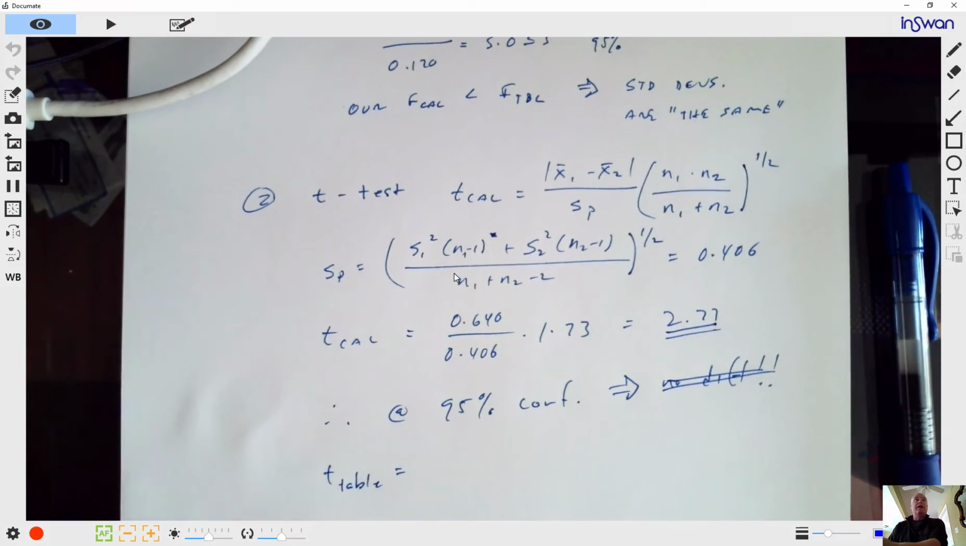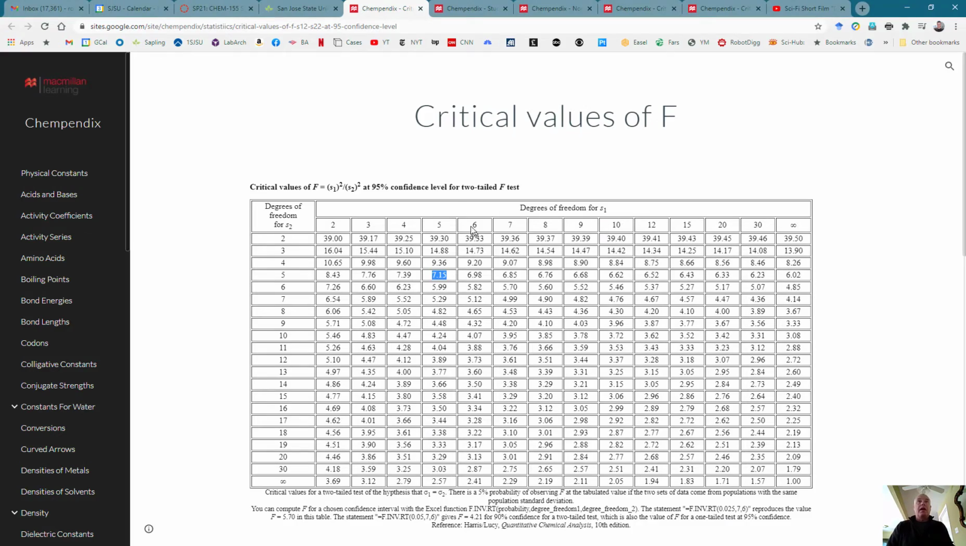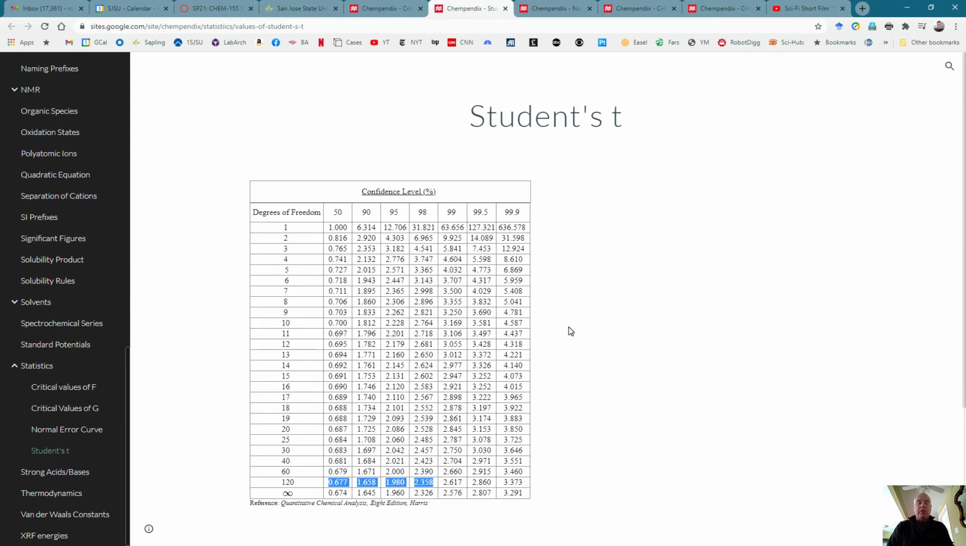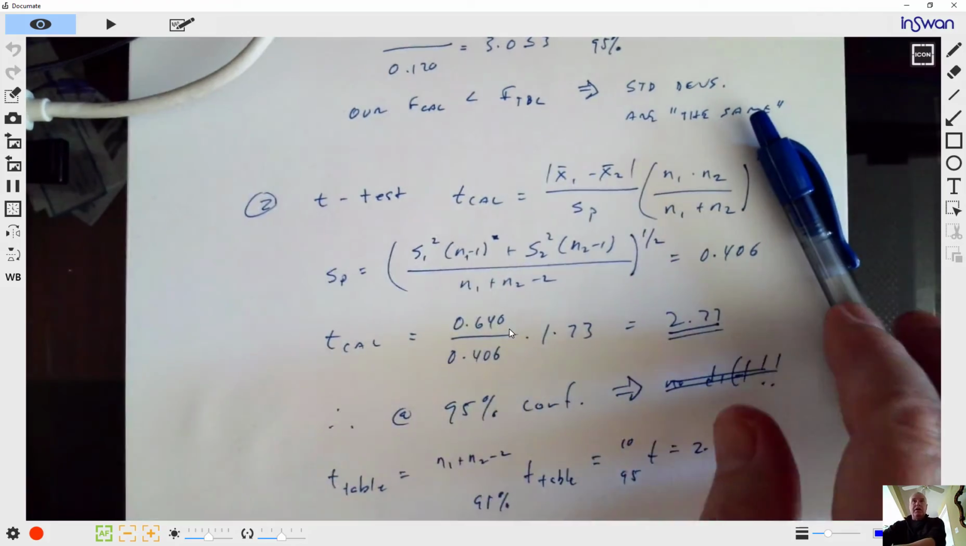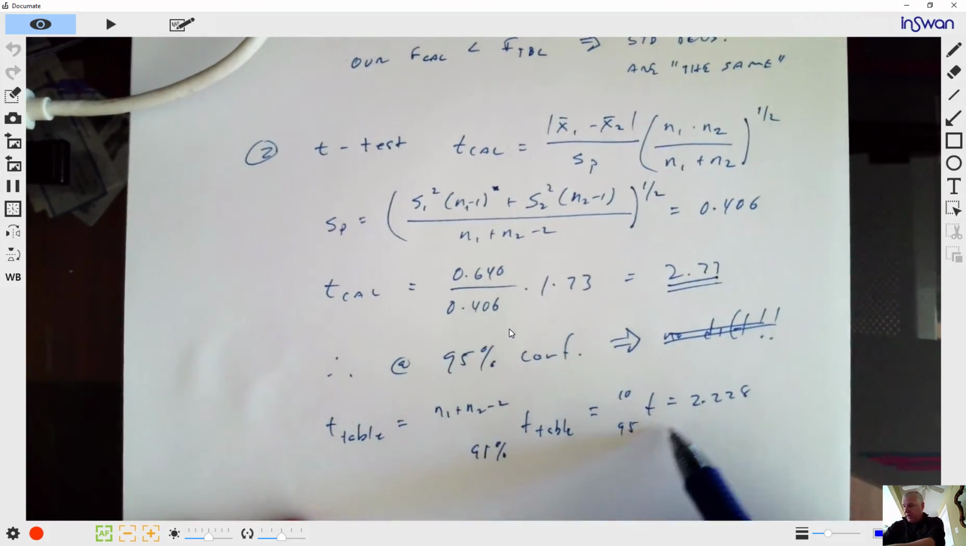Sorry. So the T table value here is, let's see, what's the T table value? And what we want to do is look at the T table values for 95% confidence and N1 plus N2 minus 2, which is 10 degrees of freedom. 95% confidence T, and that guy will equal 2.228. You can see it here, this guy here, 2.228. Right? So go back to the camera here, and T table is equal to 2.228.